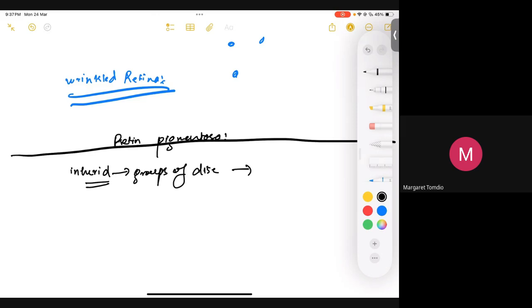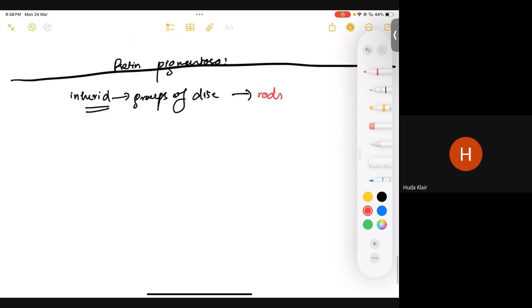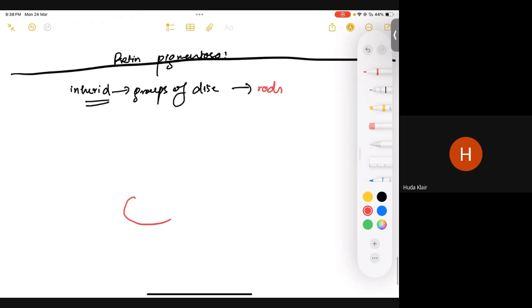Okay, so we are going to have specific degeneration of rods, right? So the rods are going to be degenerated. That's why we are going to have night blindness, because rods are important for your night vision, if you guys remember. Yes or no? Am I right? Yes. So we are going to have night blindness. Why? Because the fovea has a lot of cones, right? And on the periphery, you have a lot of rods, right?